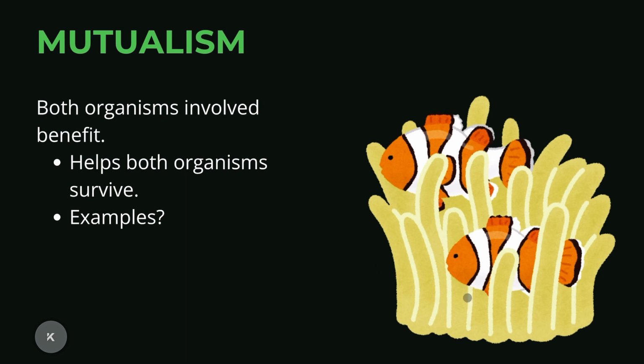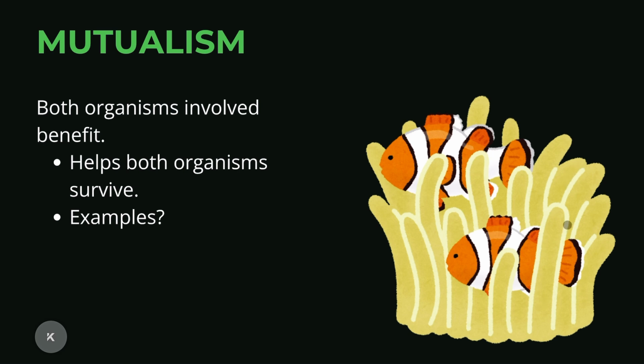One of the easiest examples is our picture here. We have clownfish and an anemone. So anemone have stingers on them, and because they sting, they provide protection for the clownfish. The clownfish are actually immune to the anemone stings. So it's like a nice home protection system for the clownfish.